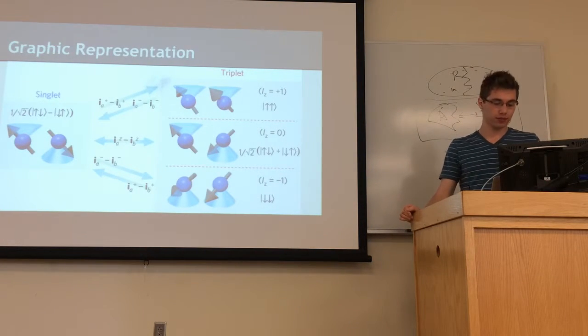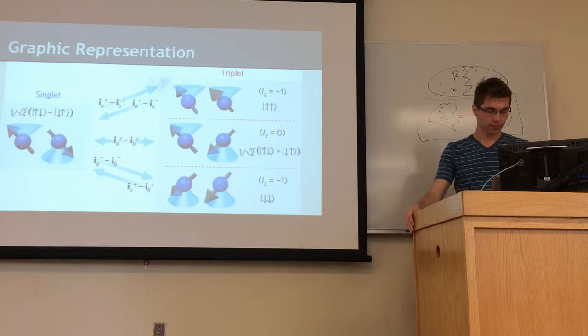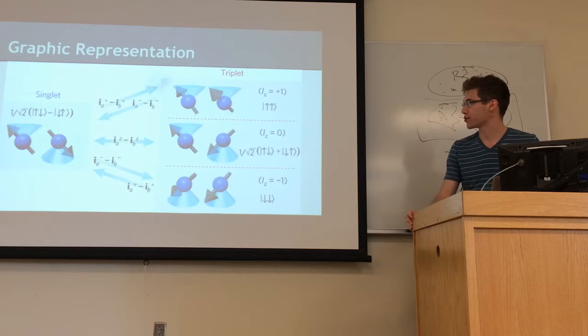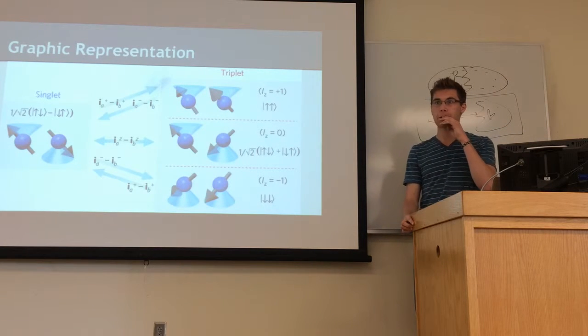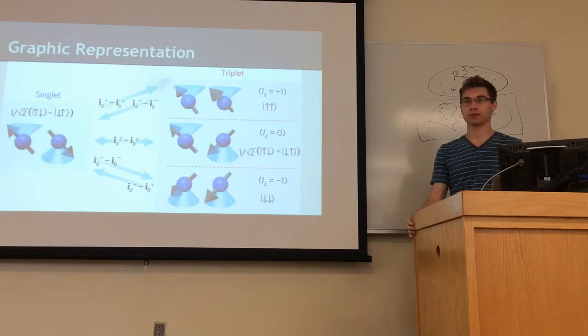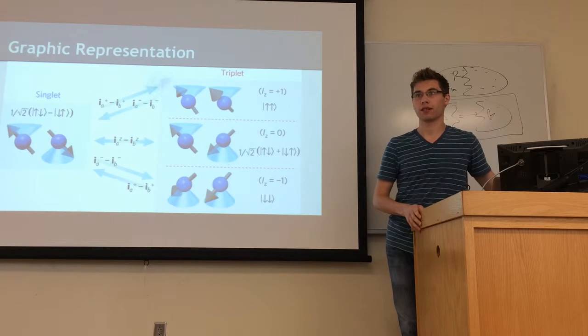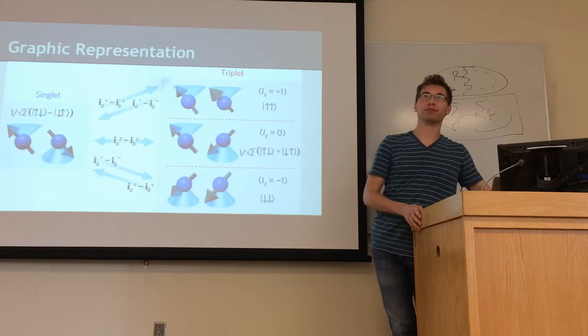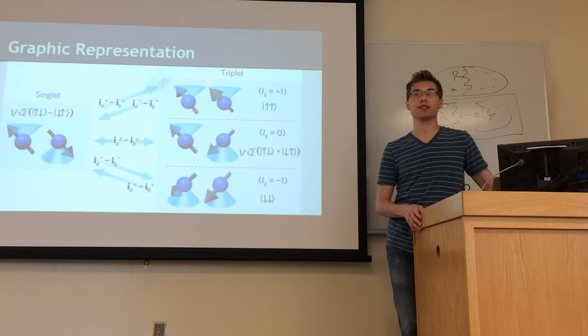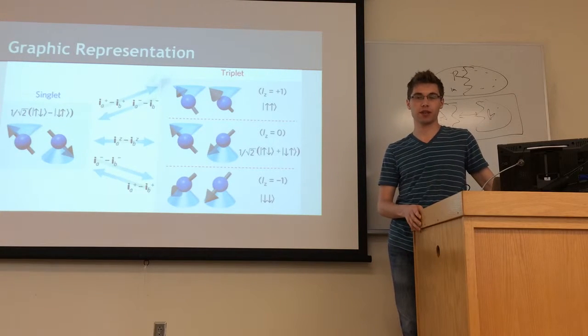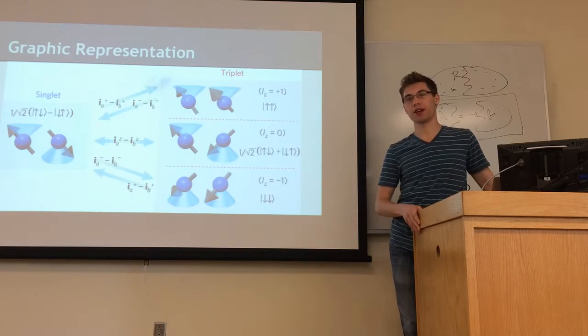I feel foolish, but is there a correlation between what these singlets and triplets are and what you see in NMR, or is it exactly the same? It's different, because with NMR you're looking at nuclear spin. Right now we're talking about electron spin.